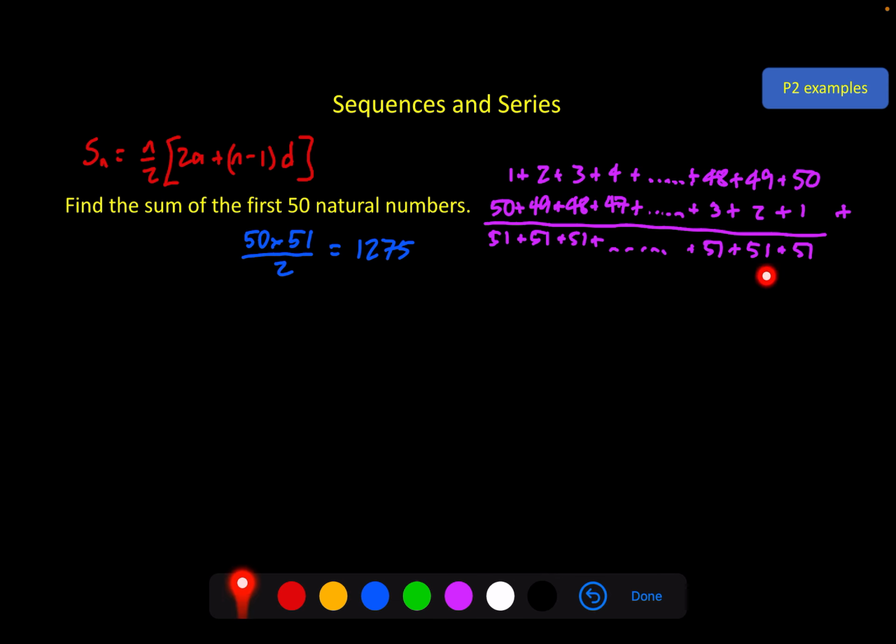Now this bit here, you would not be expected to do that in the exam. You just go ahead and use the formula. I just wanted to write that out because sometimes the algebra makes it a bit harder to see that these are all going to be the same, whereas with numbers, it's a bit easier.